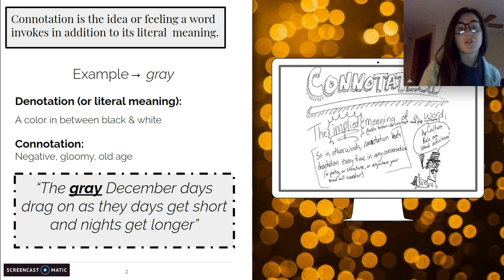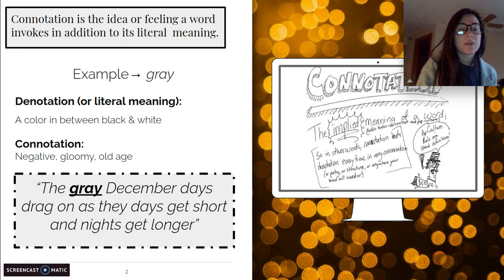So you can see denotation. Remember, denotation is the definition. If you look at the example word there, it is gray. When you look up gray in the dictionary, it's a color in between black and white. However, when we use gray in writing, it really might be trying to elicit a different feeling from us as readers. So we might think it's a negative word: it's gloomy, old age.